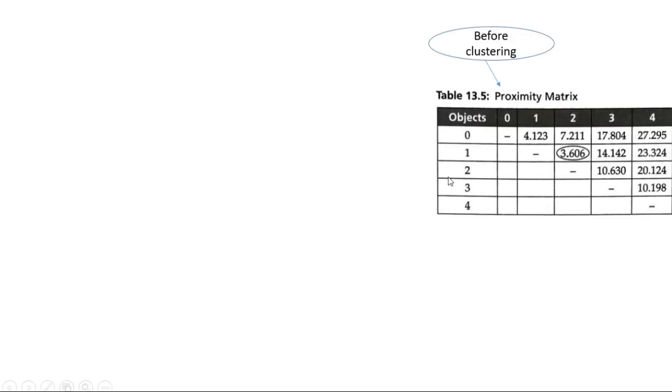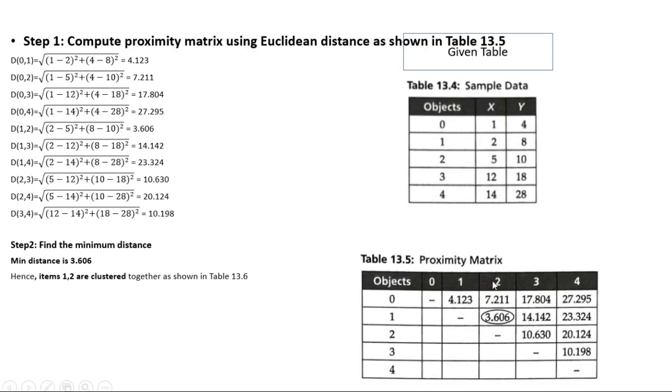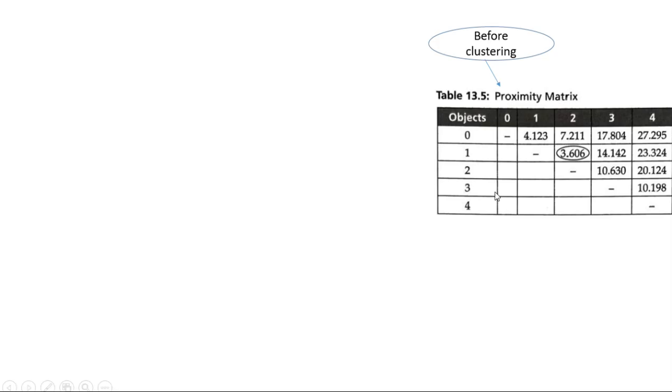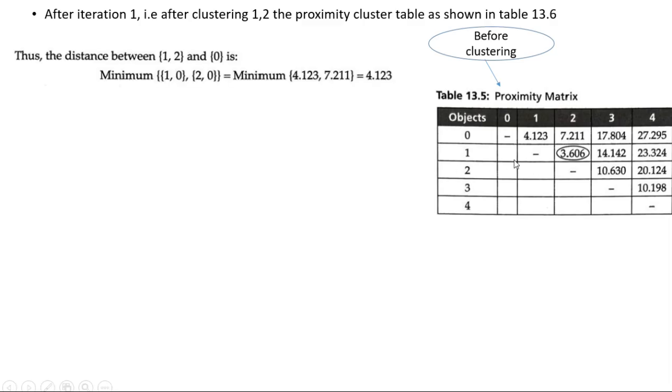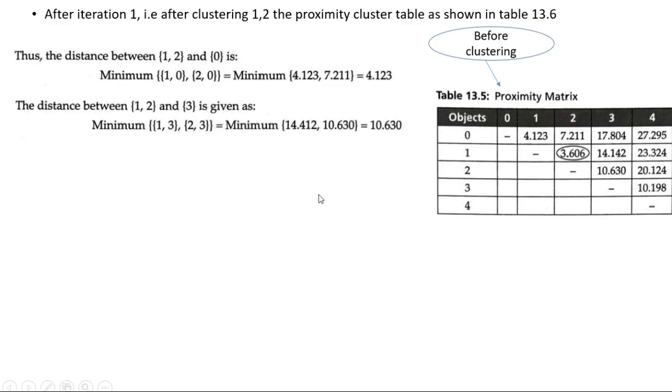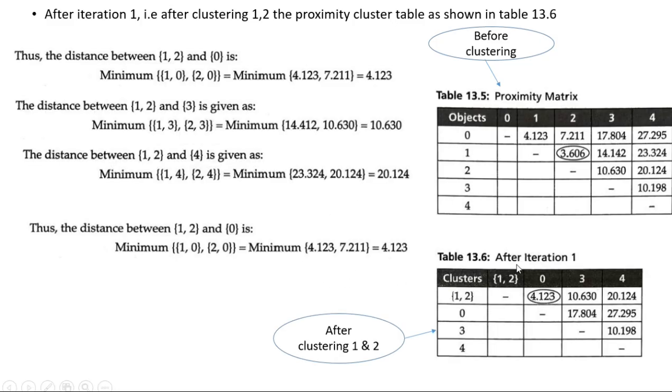After clustering, see, this is before clustering, the same table 13.5, I have written it as it is here. This is my minimum distance. I am going to group 1 and 2. So after the clustering, how is it going to look? This is my iteration 1. I am going to cluster 1 with 2. So how do you cluster 1 with 2? What we have to do is, you write the table.